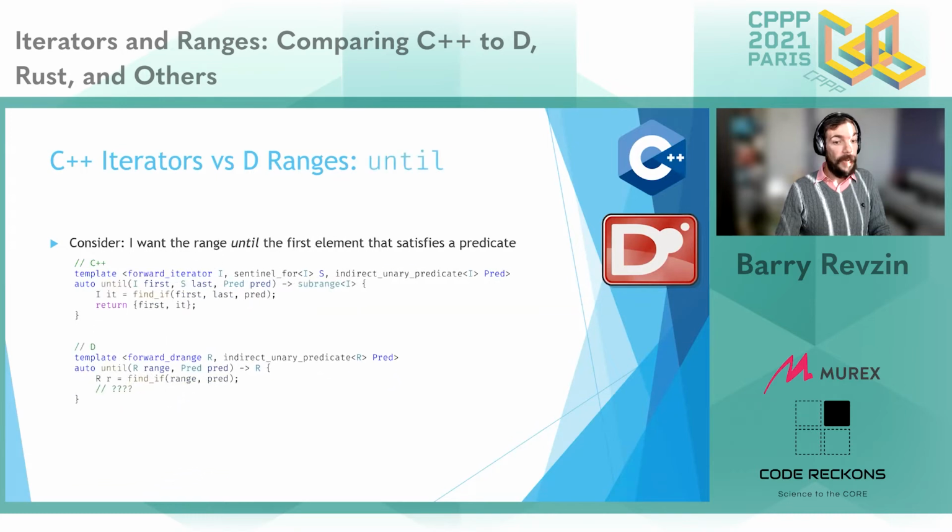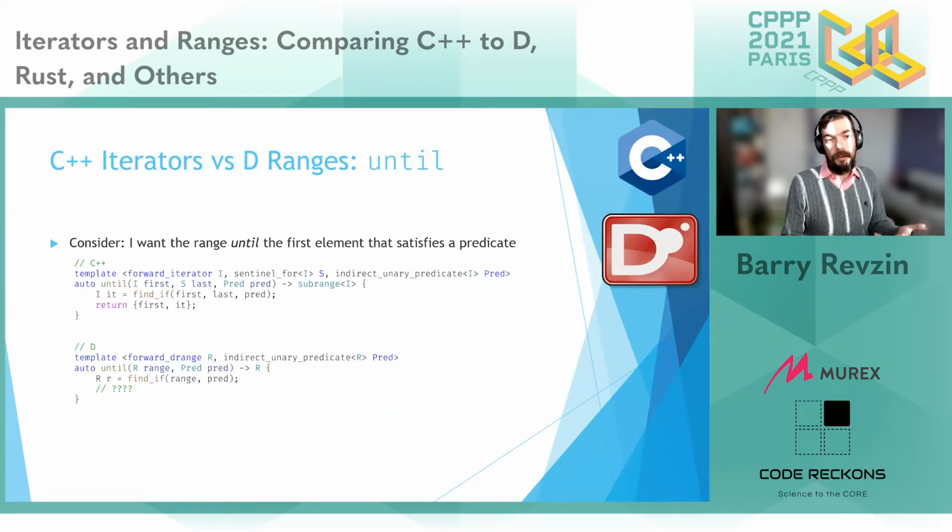Now let's consider a slightly different problem. Now, I don't just want the element that satisfies the predicate. I want the range until the element that satisfies the predicate. Now, in C++, because any 2 iterators to a range themselves form a range, this is very easy to do. I call findIf. That gives me what will become the end of this range that I'm returning, and I return a new subrange from first to it. And there we go. I'm done. Algorithms in C++ are very easy to compose like this, just as a result of this model.